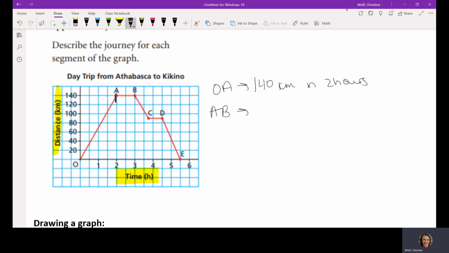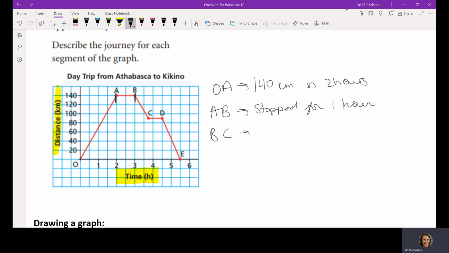Here they stopped from the 2-hour mark to the 3-hour mark, so it's only 1 hour though that they stopped. So you can say stopped for 1 hour, or they got to their destination for an hour. We know they got to their destination because after that they start heading home. They start their return path, okay?